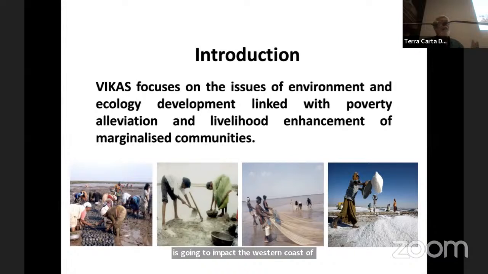Gujarat has the longest coastline of the country, 1,600 kilometers. And it has a huge number of people living as marginalized communities who are fishermen, salt producers, charcoal makers, agriculture laborers, farmers, and others. So we thought we will work there. And this is how we will start.